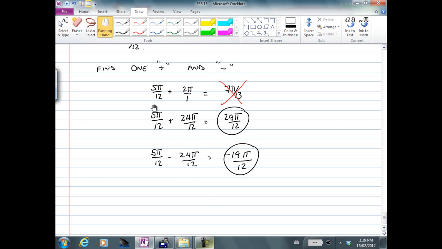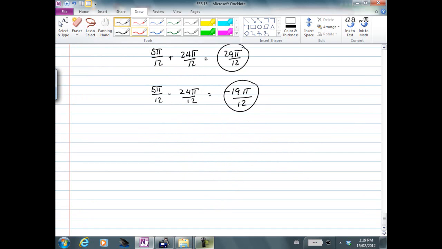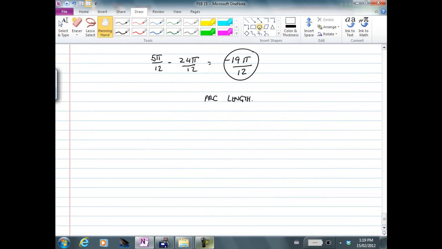The last thing I'm going to teach you is something called the arc length. Arc length. And arc length is pretty simple. We're going to draw a little circle first. So let's put a dot in as the middle. 2 lines.